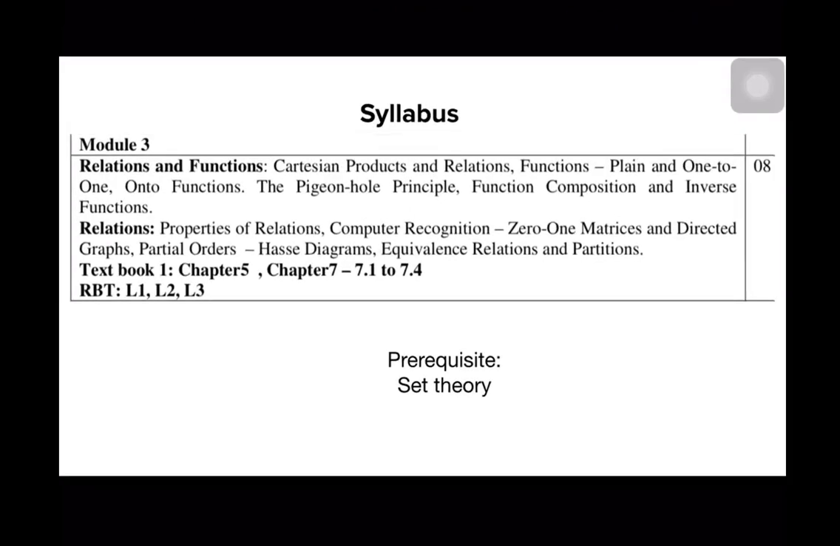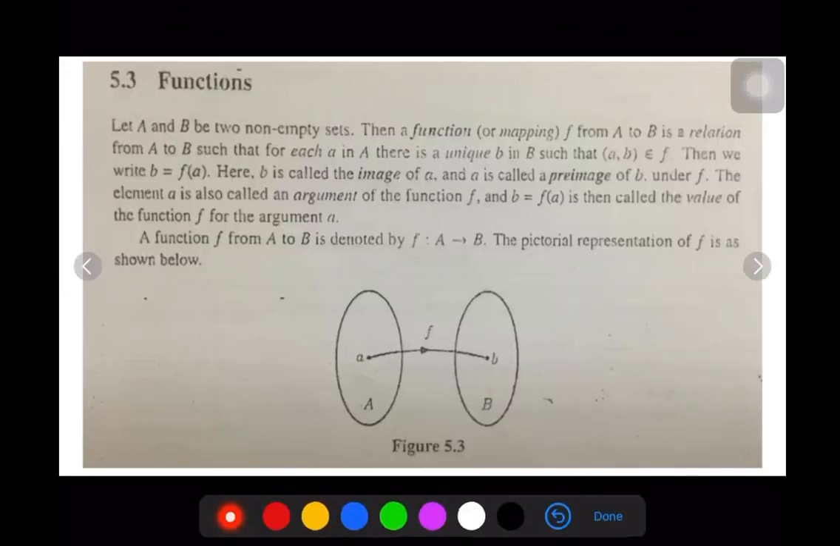Okay, we will start with the definition. Let A and B be any two non-empty sets. The meaning of non-empty is that there should be at least one element in the set. So these are two sets which are non-empty. Then the function, also called a mapping, is denoted with F, and it is defined from A to B. A is your first set, and B is your second set. It is a relation from A to B.